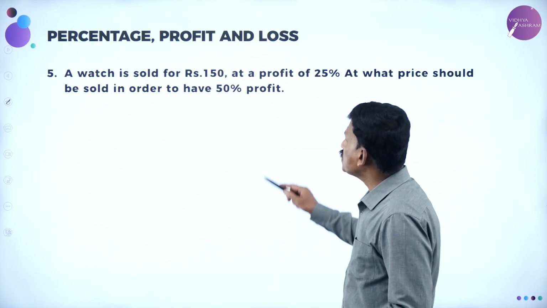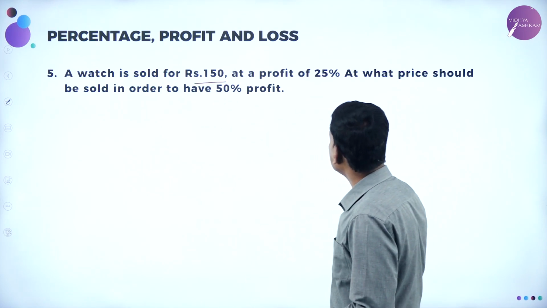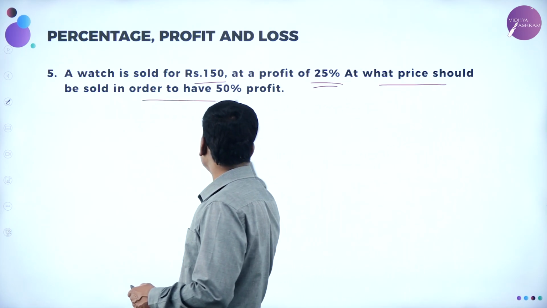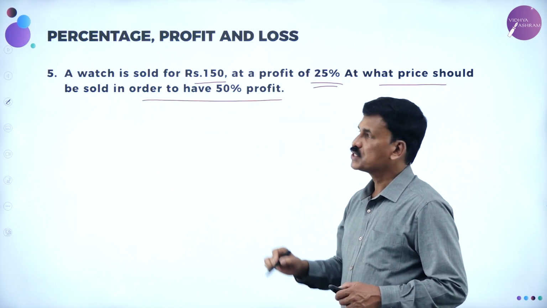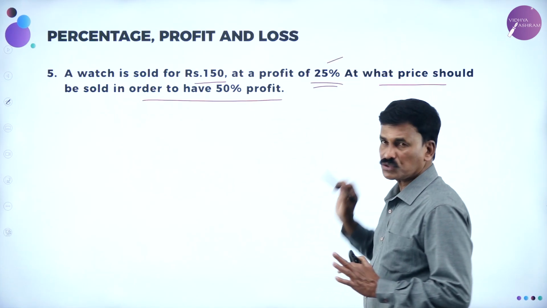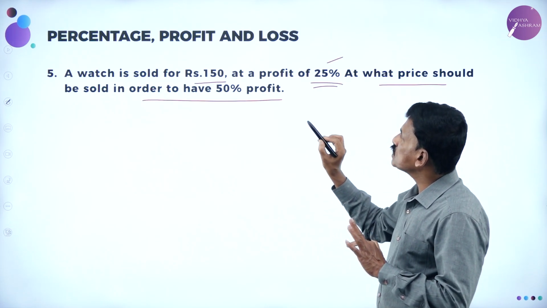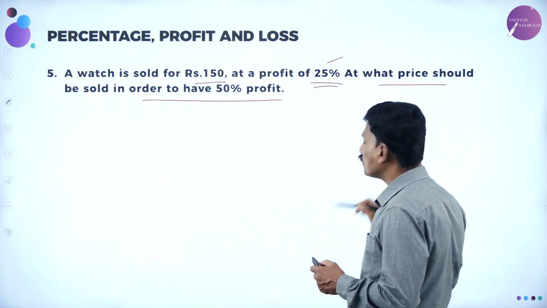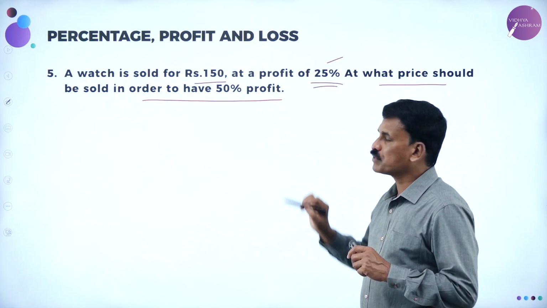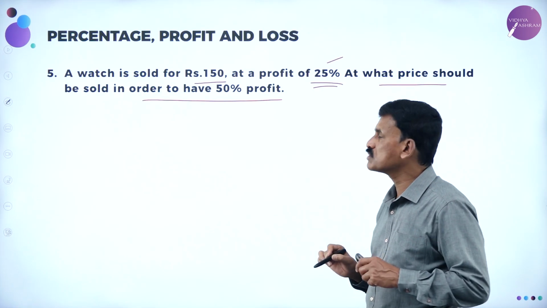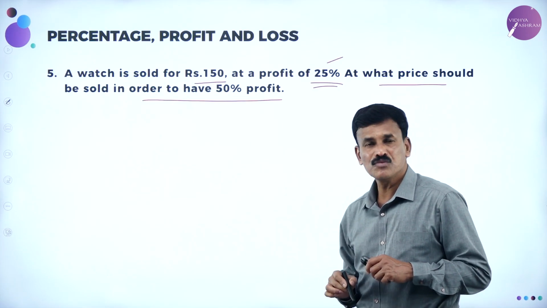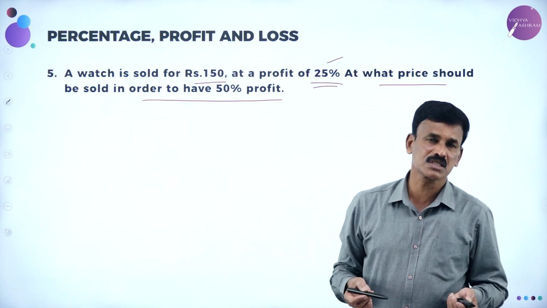Now a watch is sold for rupees 150 at a profit of 25%. At what price should it be sold in order to have 50% profit? So a watch is sold for rupees 150 at a profit of 25%. If the watch is sold at 150, then he is going to get a profit of 25%. If the same watch is sold at some other price, then he will get a profit of 50%. Then the price is to be determined at which he should sell in order to get 50% profit. This is also a very simple problem.